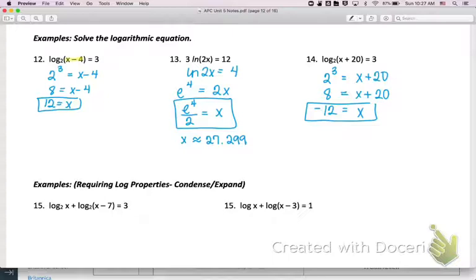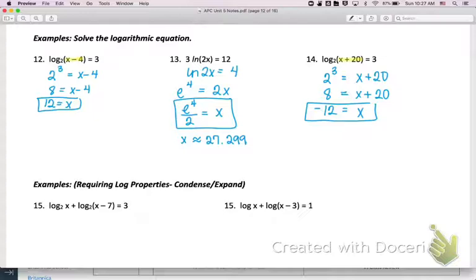Now, negatives on their own are not bad. We have to check the solution in here. If I plug in negative 12, I get the log base 2 of positive 8, which is fine. If I had gotten something like negative 22, we would have to throw that out because that would give us log base 2 of a negative number, and that does not work.